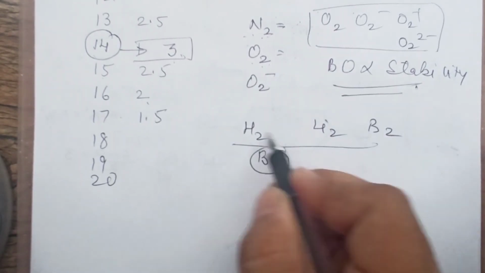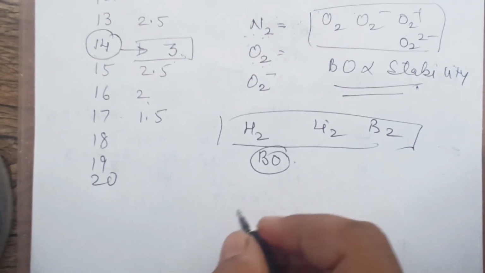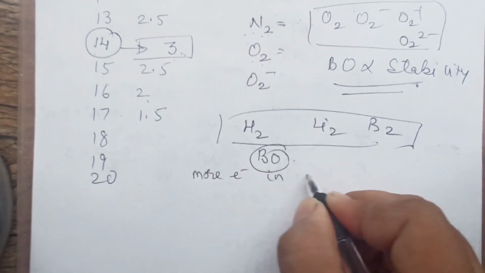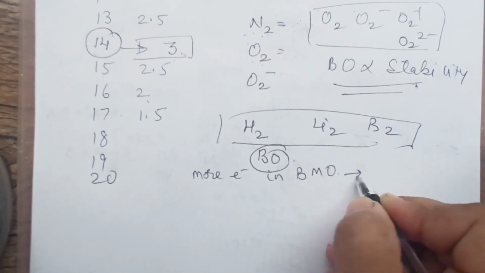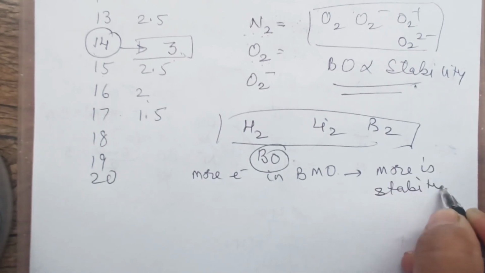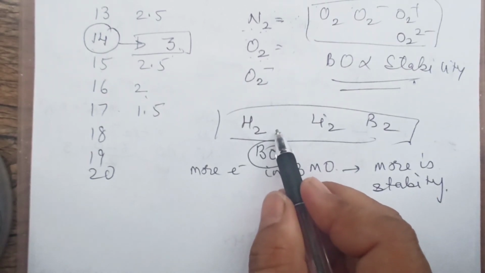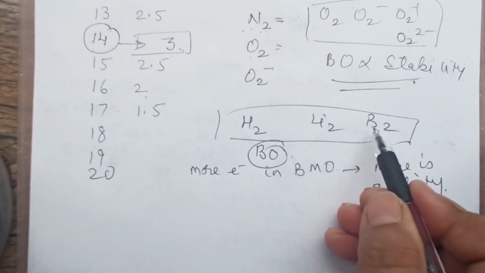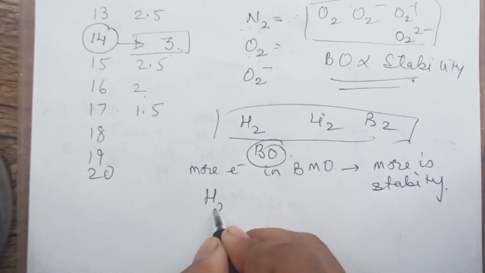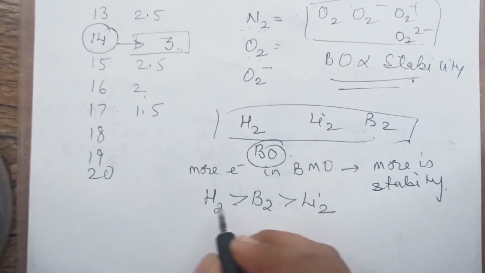But sometimes, like this particular example, when you calculate, the bond order is found to be same. Then how do you calculate? You will say more the number of electrons in bonding molecular orbitals, more is the stability. Got it? So you can try this out, H2, Li2 and B2, and try to put them in the increasing order of their stabilities. You should be getting this answer: H2 is maximum, then B2 and then Li2.